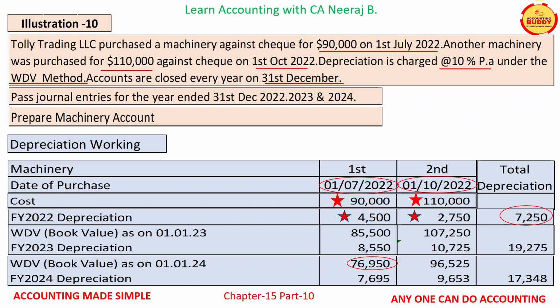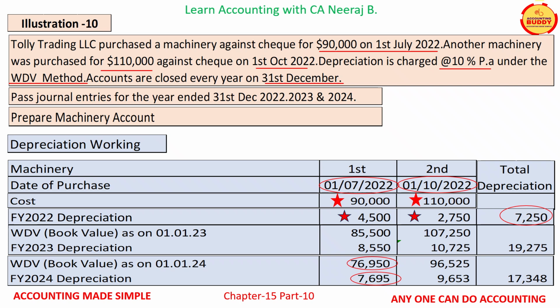Now the WDV of machinery 1 as on 1st of January 2024 will be $76,950 and the depreciation on machinery 1 at the rate of 10% on the WDV value of $76,950 comes to $7,695 for the financial year 2024.